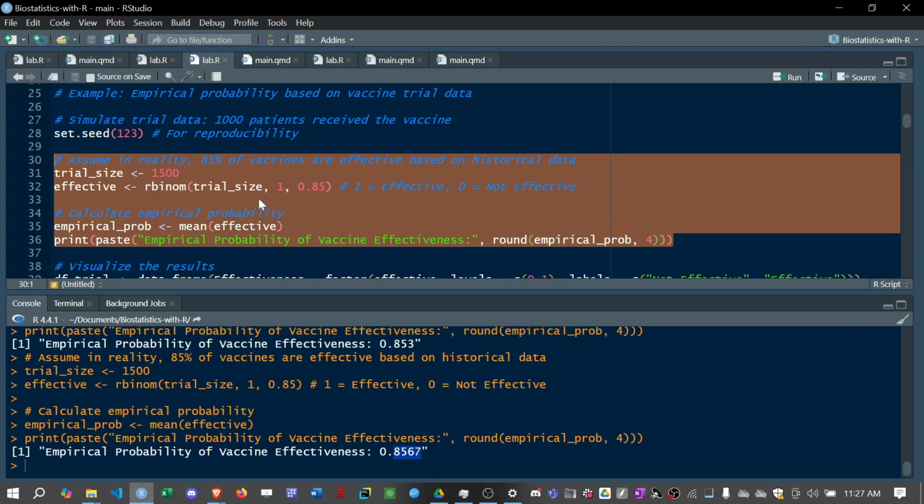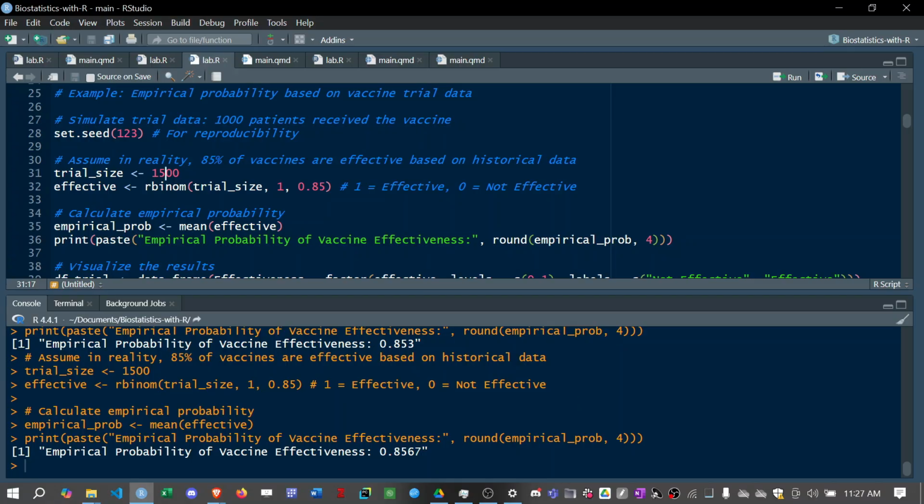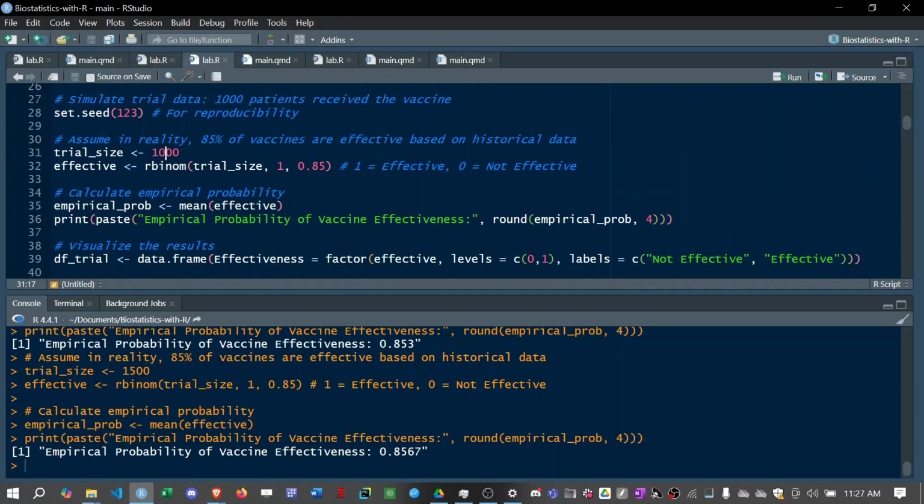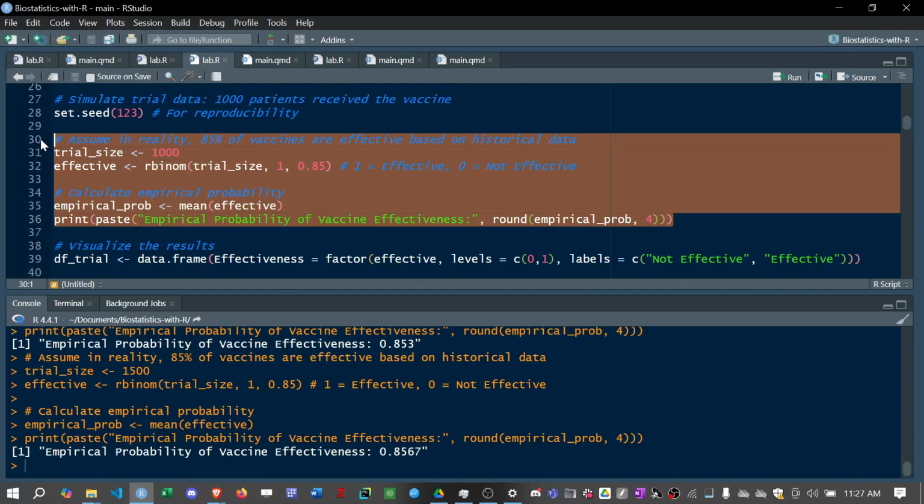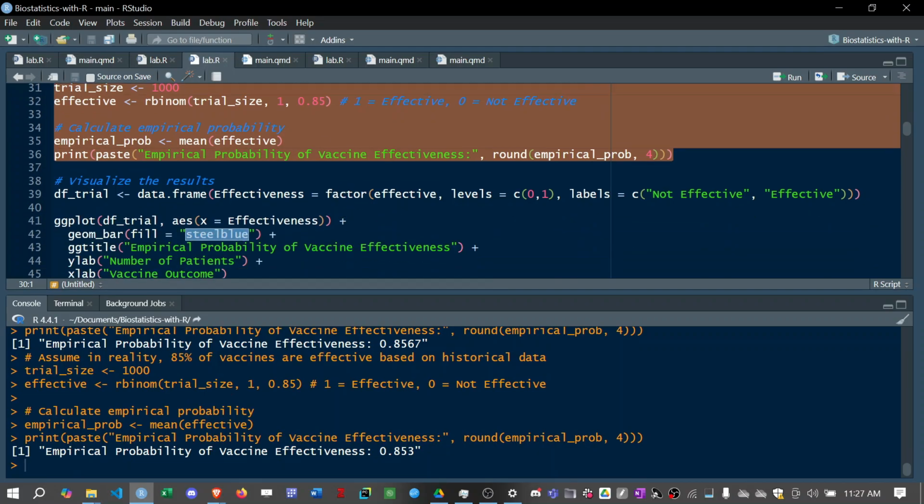So you can see, this is just the percentage of the effectiveness of the vaccine on the number of patients in the trial. So let's visualize the results. Let me just run this again and visualize the results.